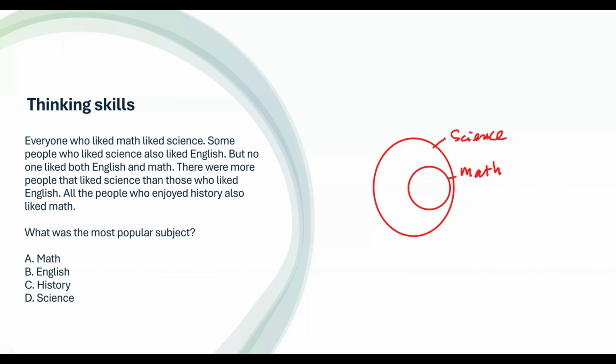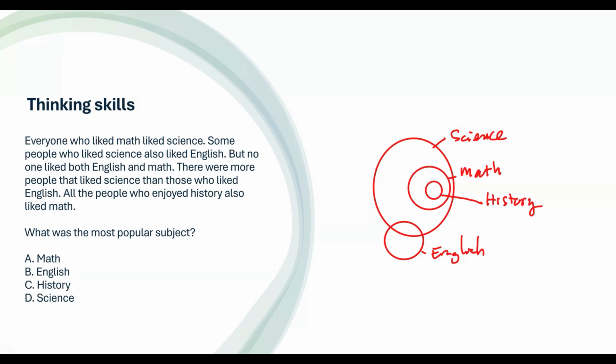So here we have a circle there, and that will be English. Now, there were more people who like science than those who like English. Now, the drawing actually looks good because the circle for science is really big. It shows that more people like science than English. So that's right. And then all the people who enjoy history also like math. So that means history must be a subset inside math. Okay. So now here, we have history here. History is going to be inside math. Okay, now we have the whole thing.